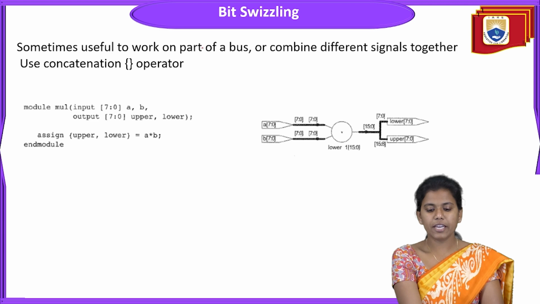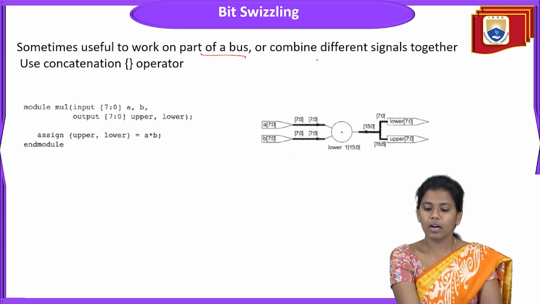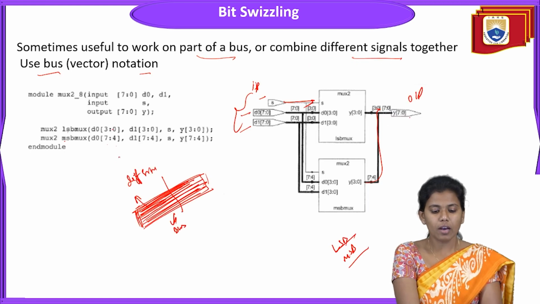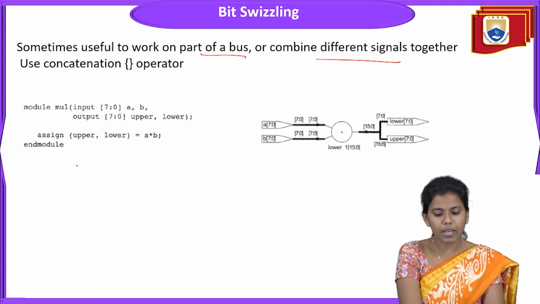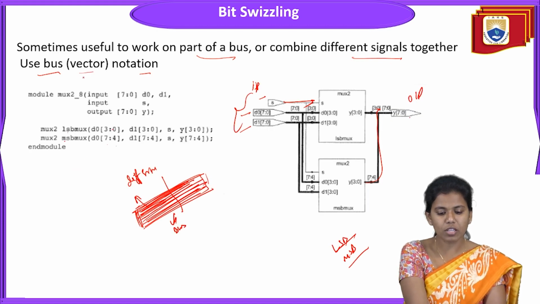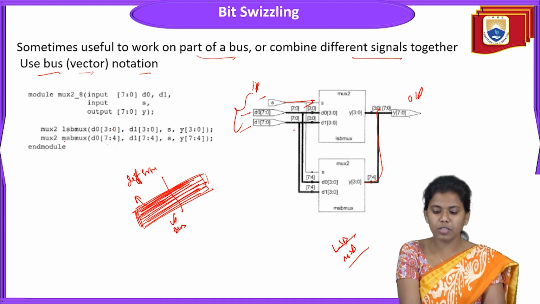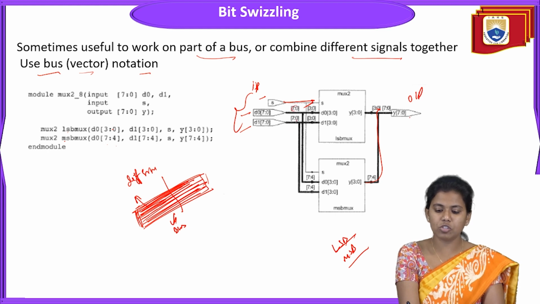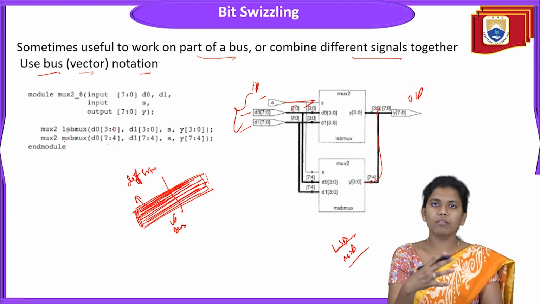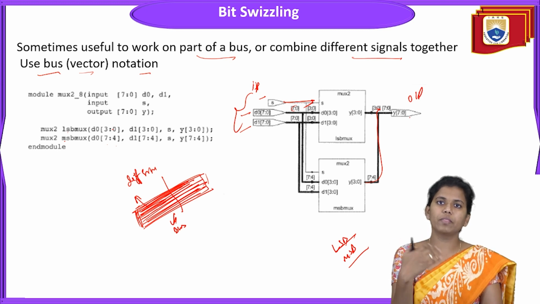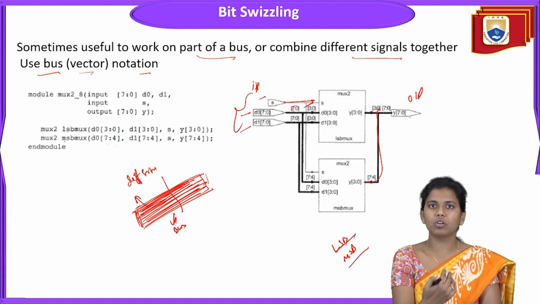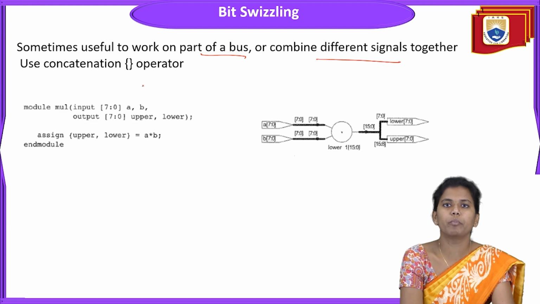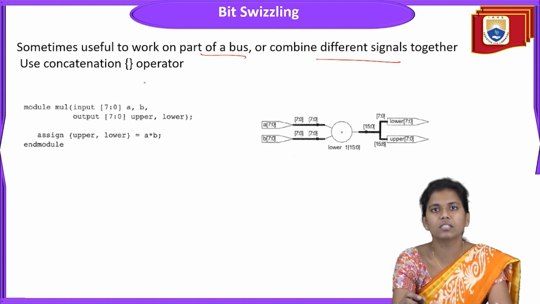Sometimes, as I said, a part of a bus, or combining different signals together. Previously we discussed the bus vector notation. Bus vector notation means all the inputs together, 7:0, all 8 bits at a time, divide among themselves based on priority, and then finally they get the output depending on the enabling of the selection bit. And now we will see using the concatenation operator. We all know what concatenation means. It is nothing but combining.